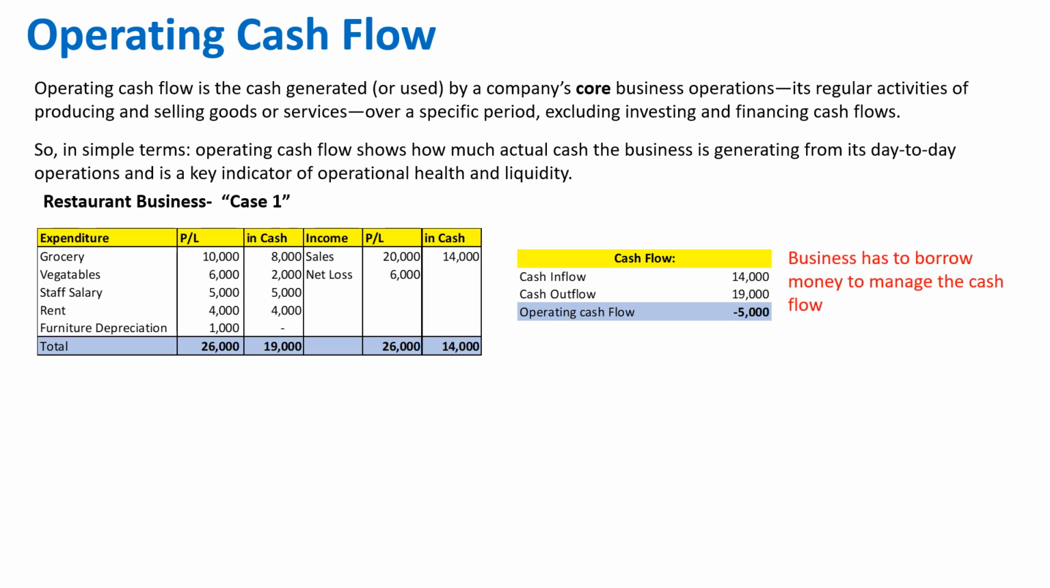What is the risk here? The risk is the business has to borrow money to manage the cash flow. Now this 5,000, from where will you pay? Either you pay from the capital you have introduced. If that money is already used, then the next option is to borrow money from the market. So it creates pressure on the business. So when the company wants to invest further or wants to grow, it has to borrow money from the market because in-house it is not generating revenue.